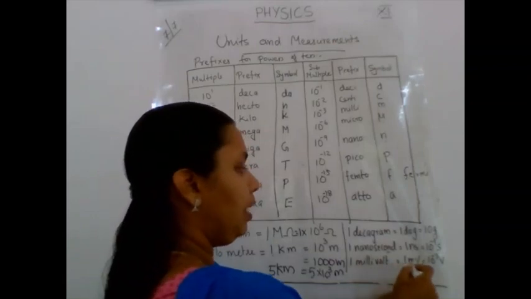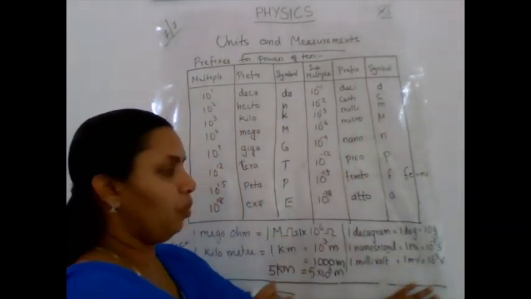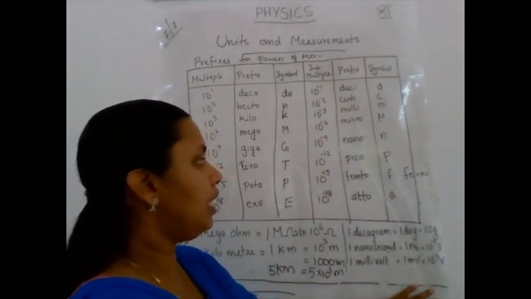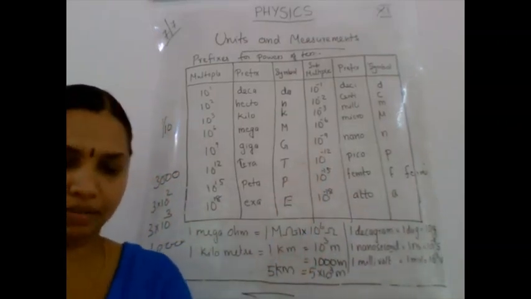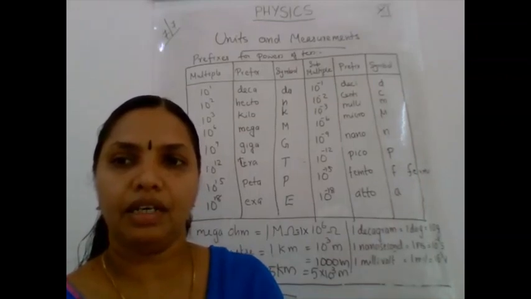Then milli. 1 millivolt is equal to 10 raised to minus 3 volt. Okay, 10 raised to minus 3 volt. Understood? So in the same way we can write, and everything we can convert.